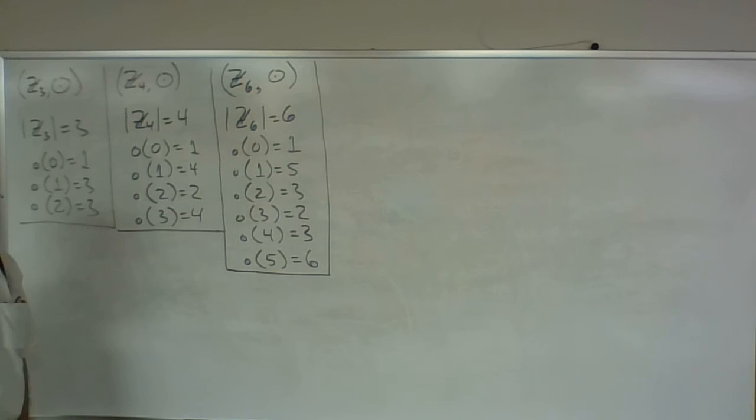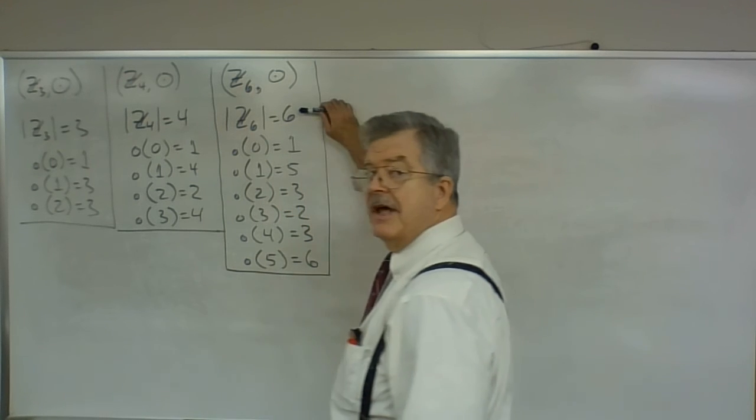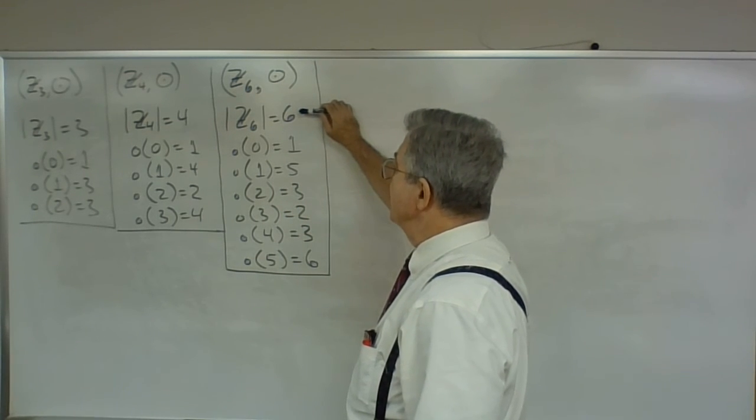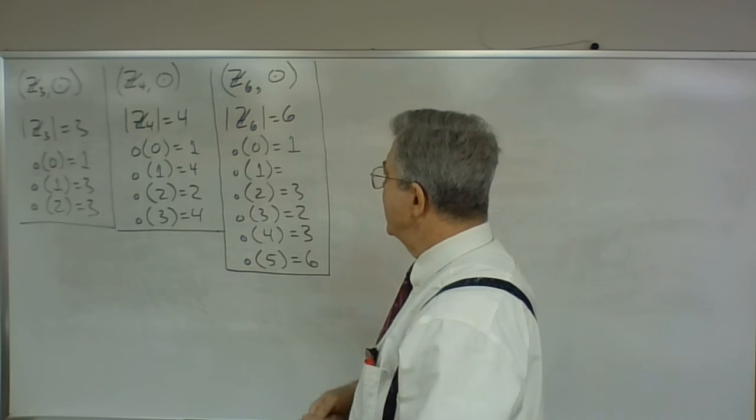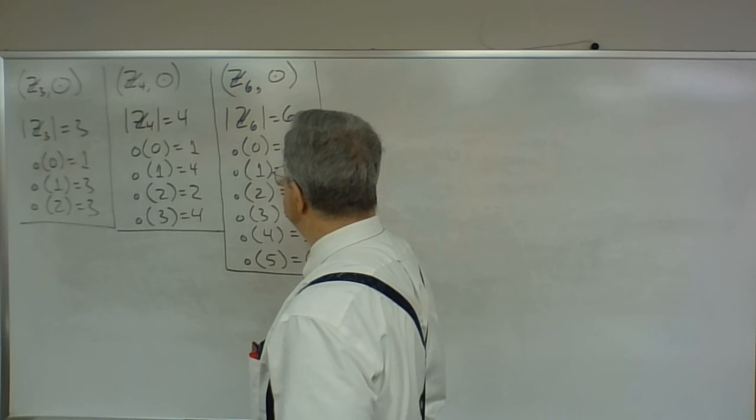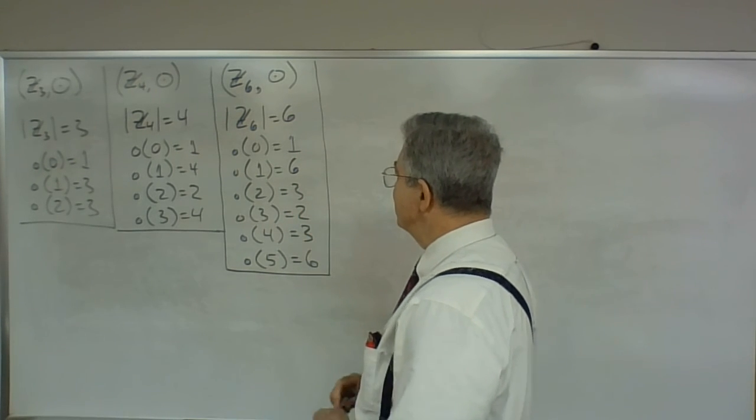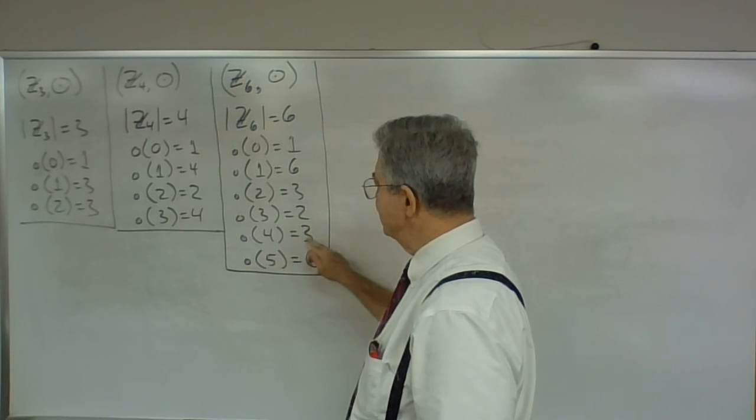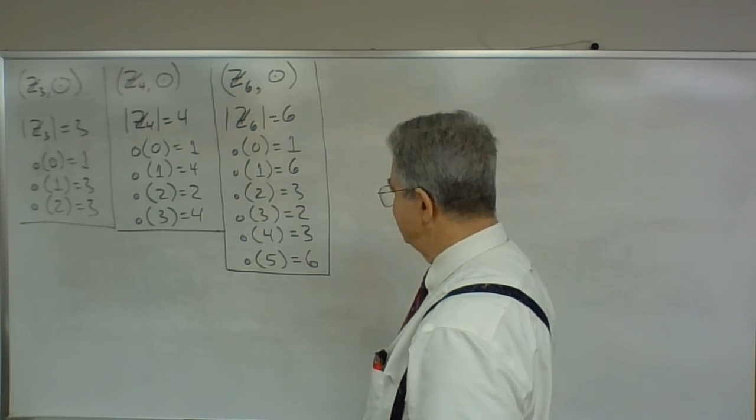Well, before we make a guess or a conjecture, let's look at the last example. Z6 has 6 elements, and the order of the identity is 1, of course, and the order of 1 is 6. The order of 2 is 3, the order of 3 is 2, the order of 4 is 3, the order of 5 is 6.